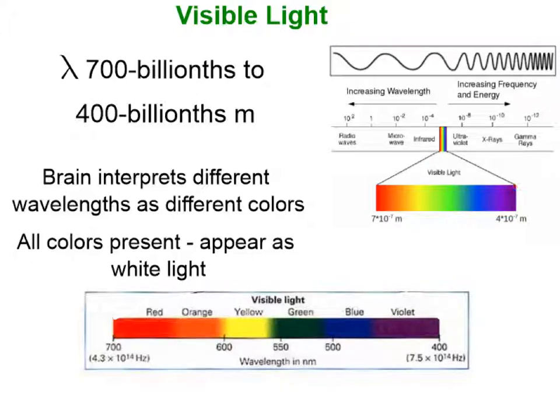And if we expand that view right here, we are looking at the wavelengths in meters. This is another expanded view looking at the wavelengths in nanometers. It also gives the frequency in hertz. Our brains interpret different wavelengths as different colors. When all colors are present, they appear as white light.